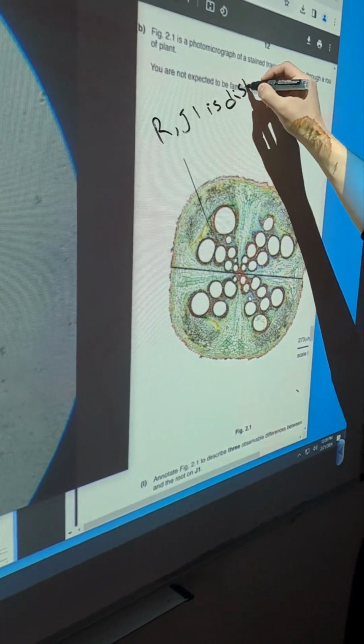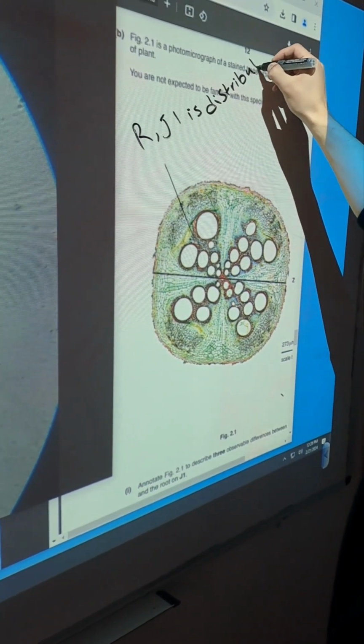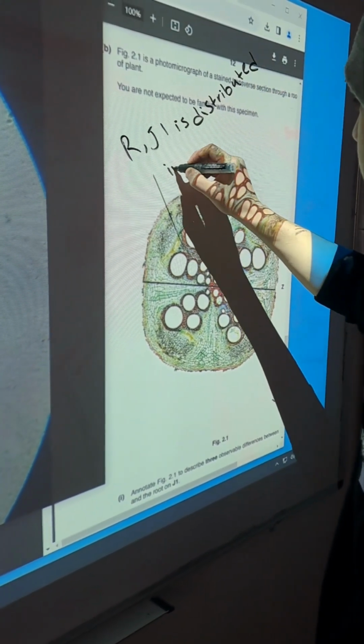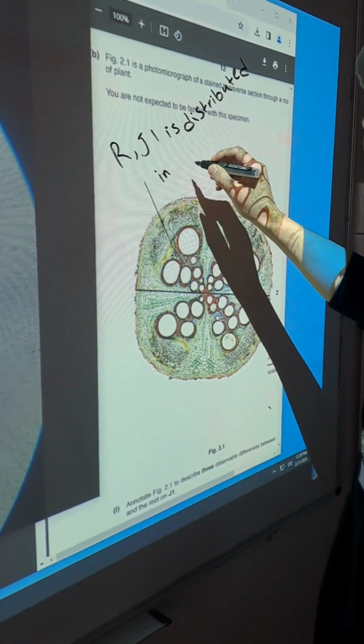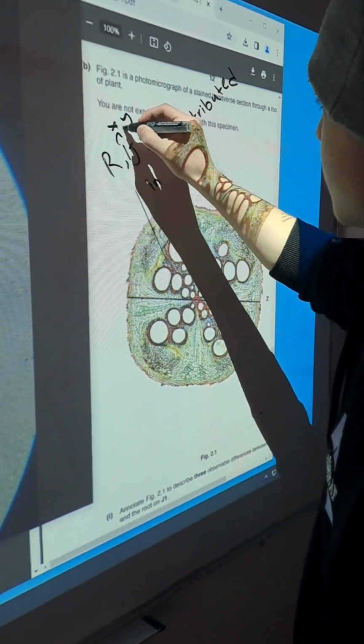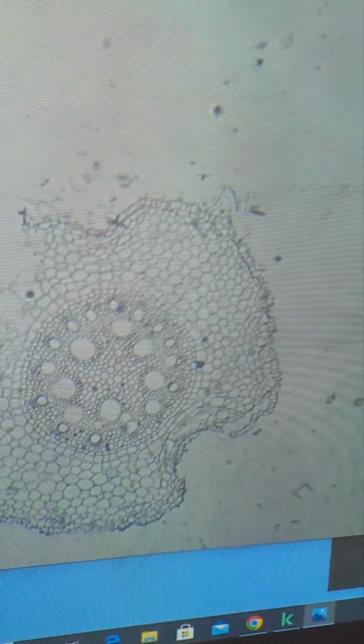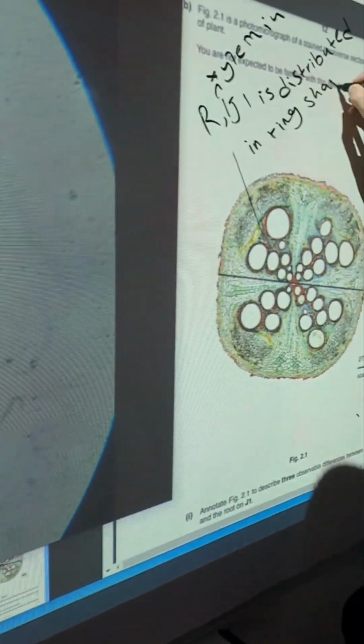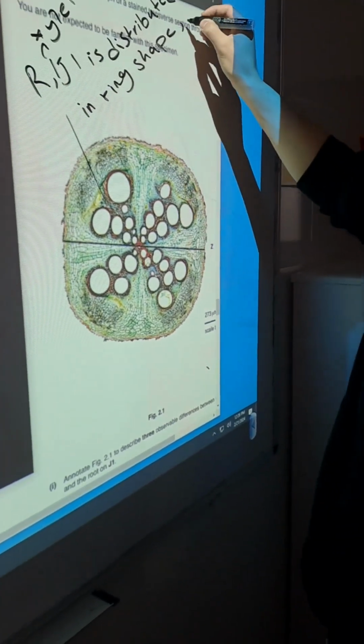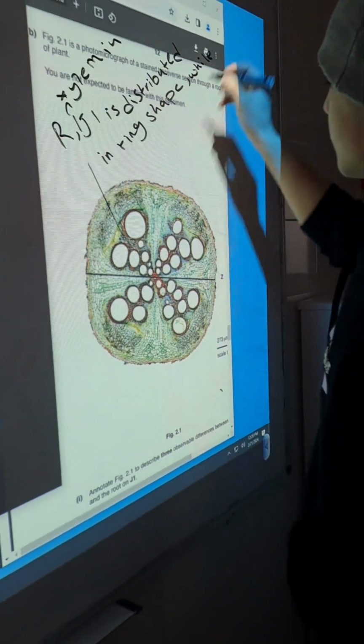So you need to say the xylem in J1 is distributed in ring shape, while the xylem in the figure 2.1 is distributed in X shape. Can you see other differences?